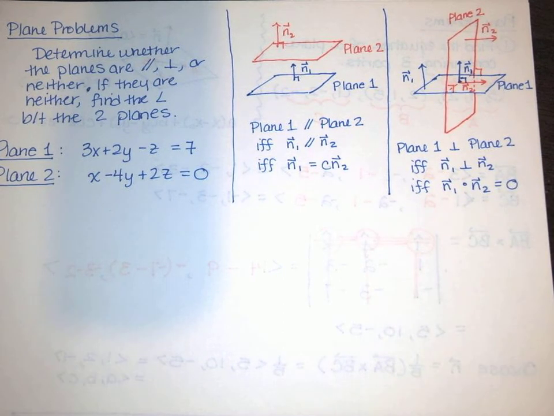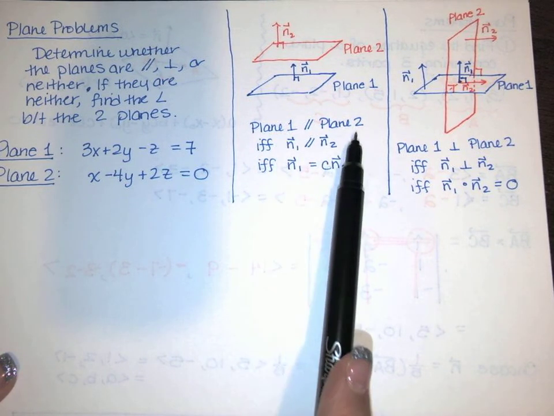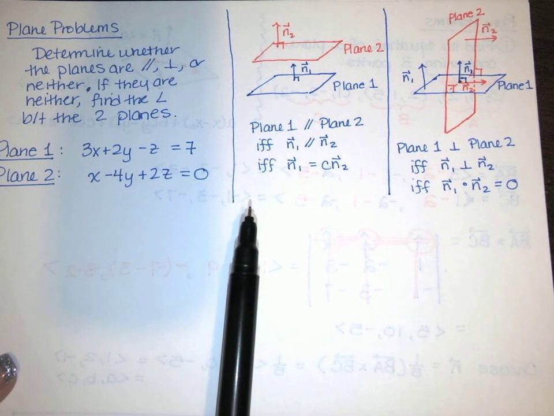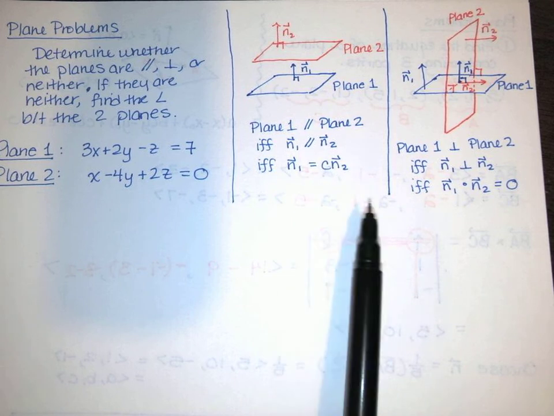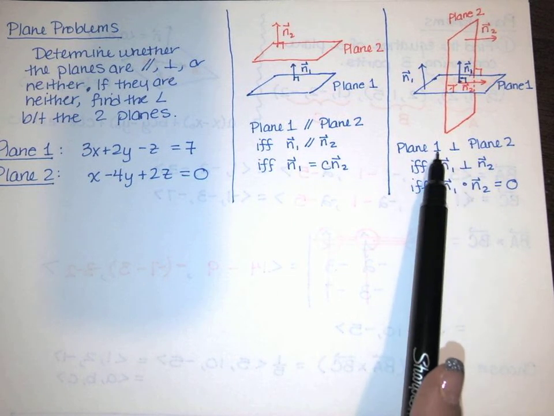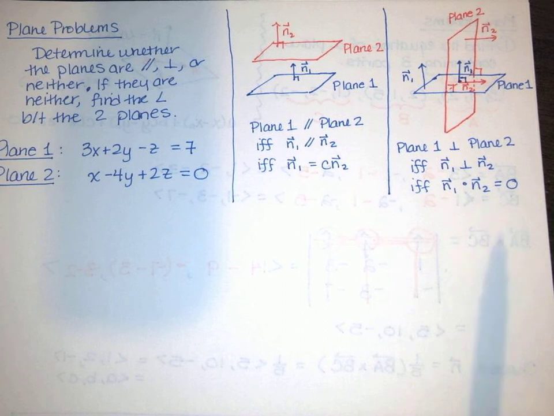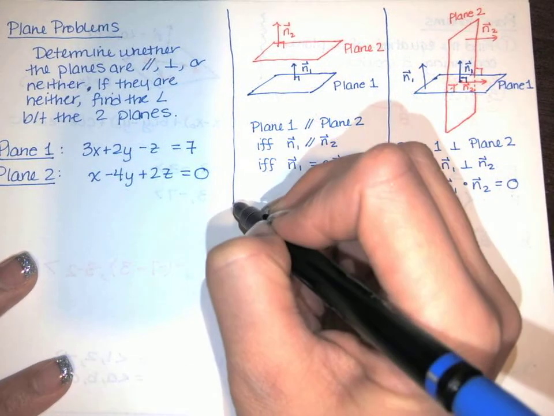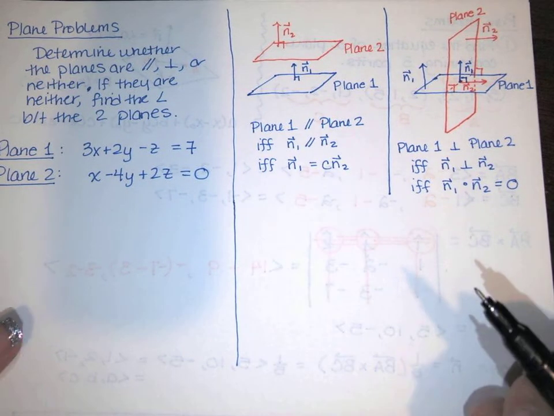Okay, so those are two extreme cases. It looks like the planes are parallel to each other if the normals are parallel, and that means that one normal vector is a constant times the other. The planes are perpendicular to each other if the normals are perpendicular or orthogonal to each other. Now let's think about the third case, third possibility. What if neither of those is true?